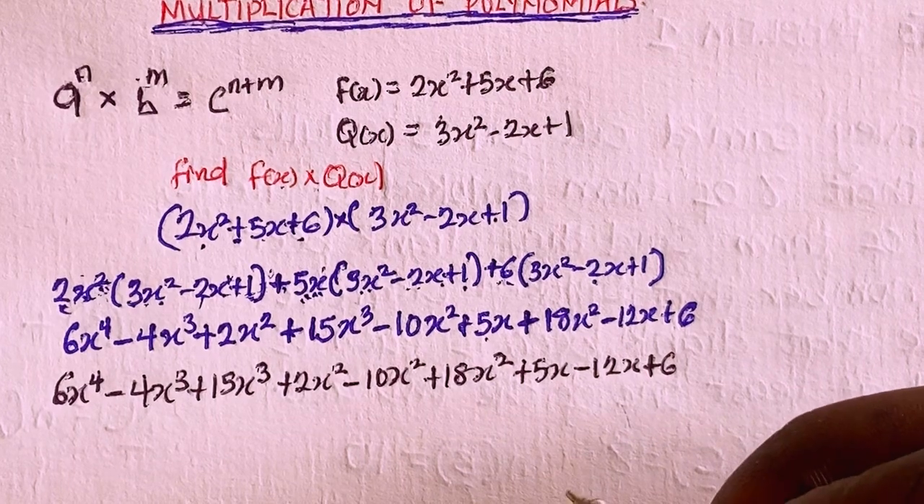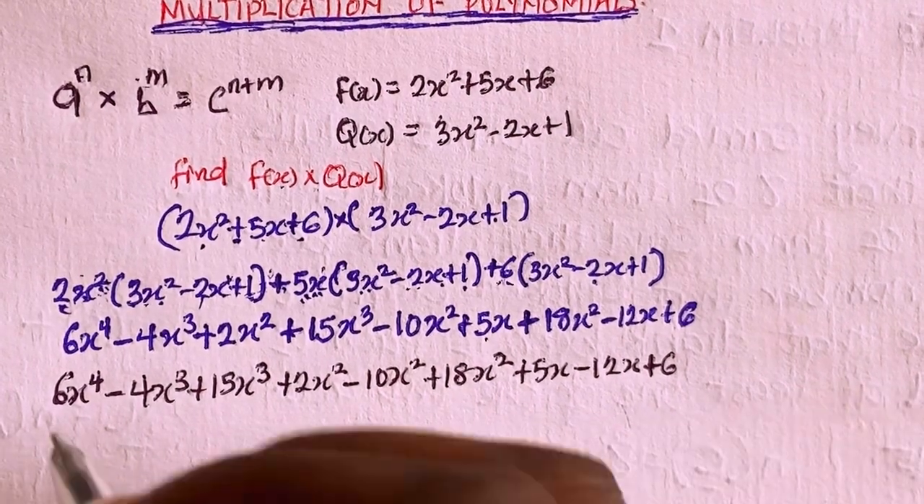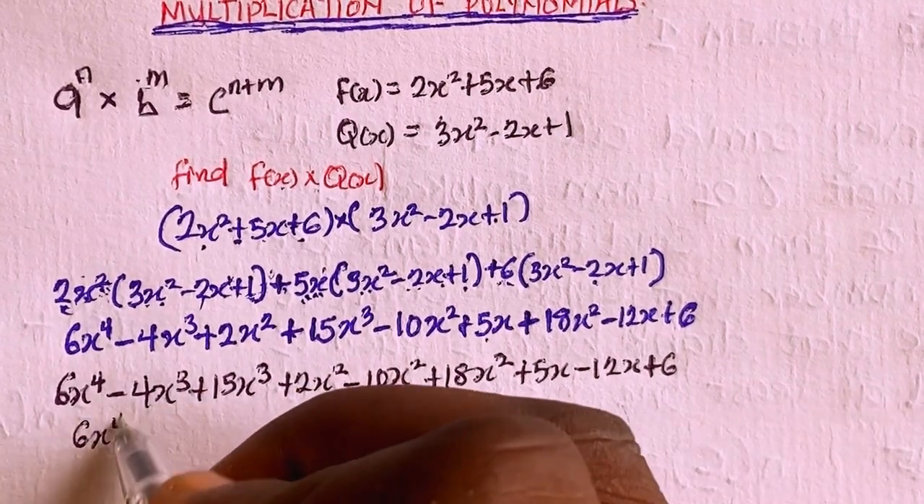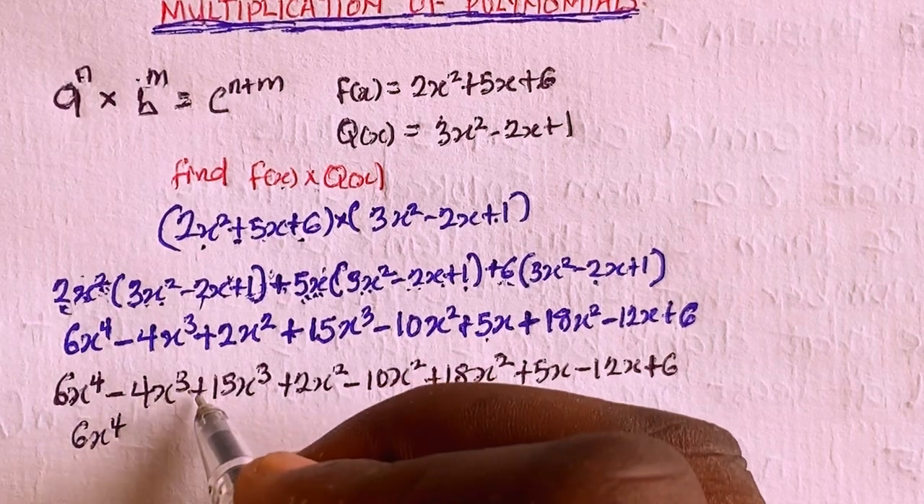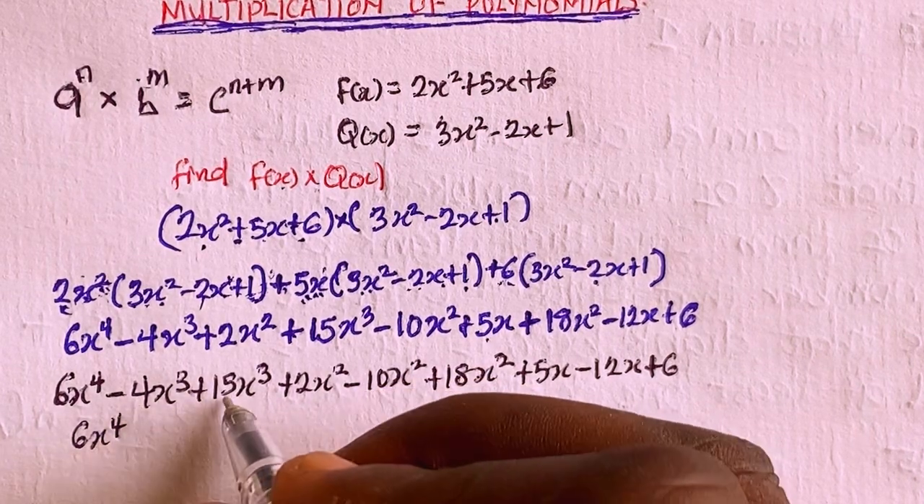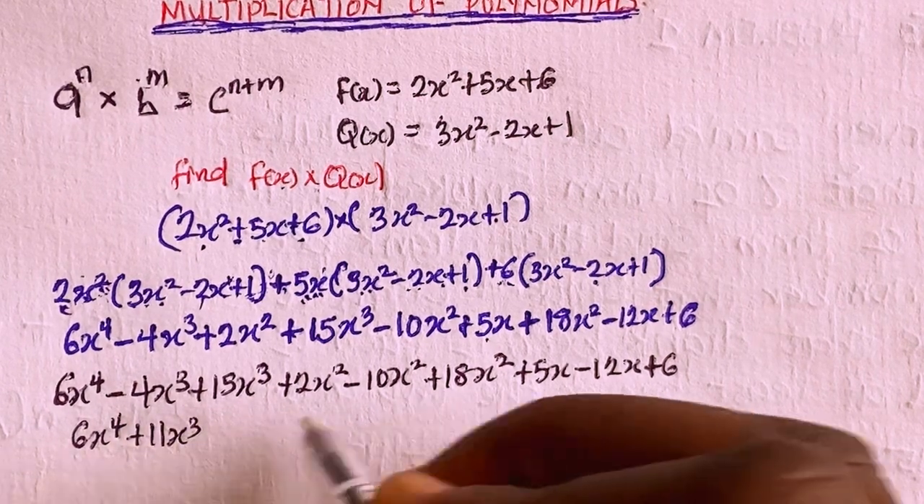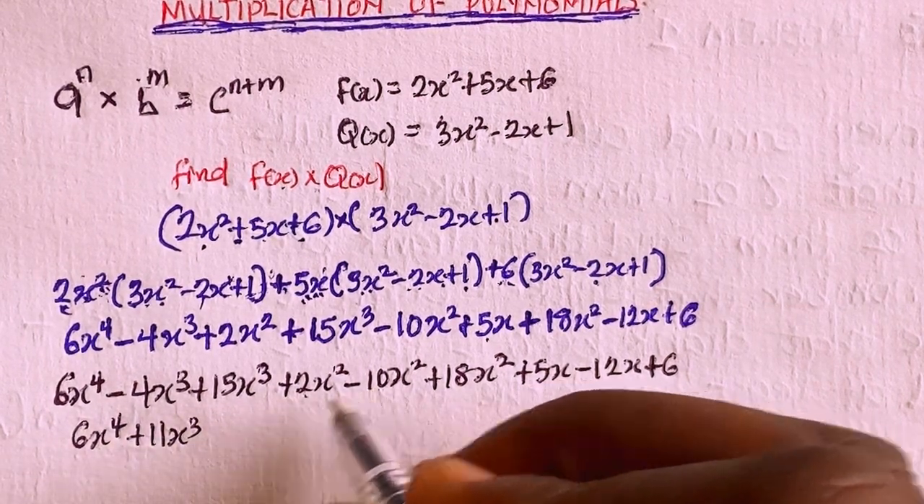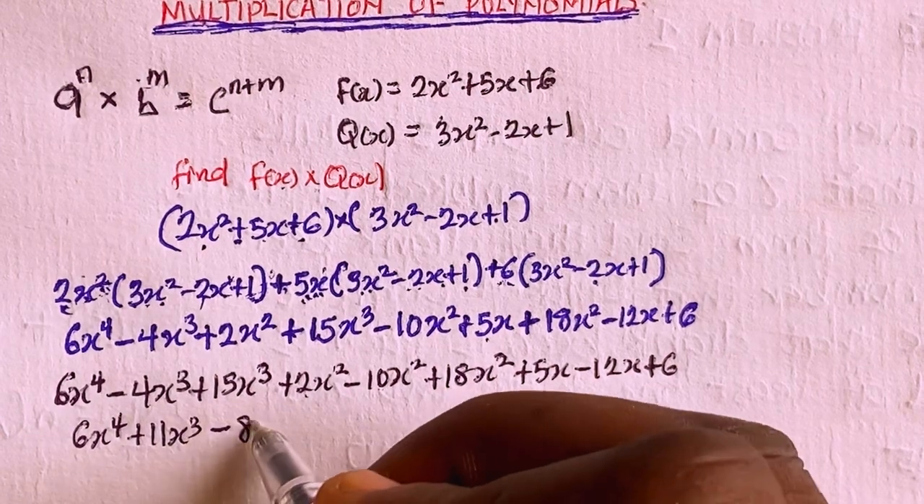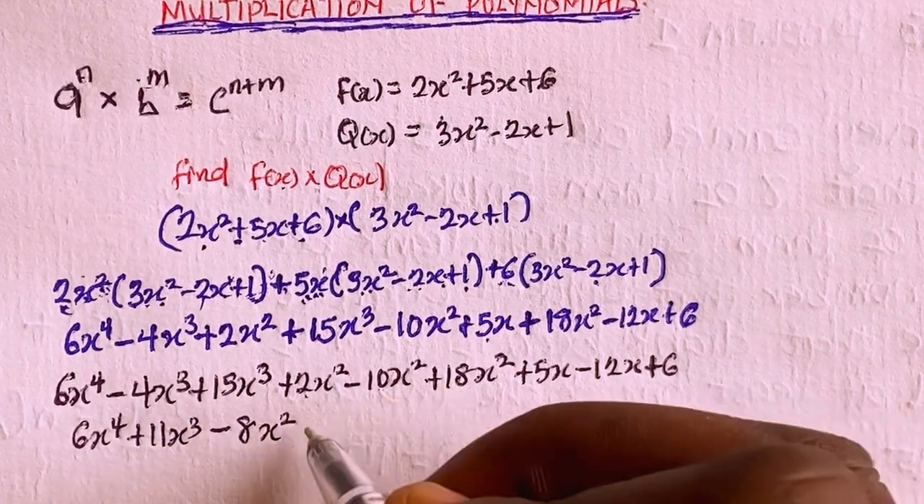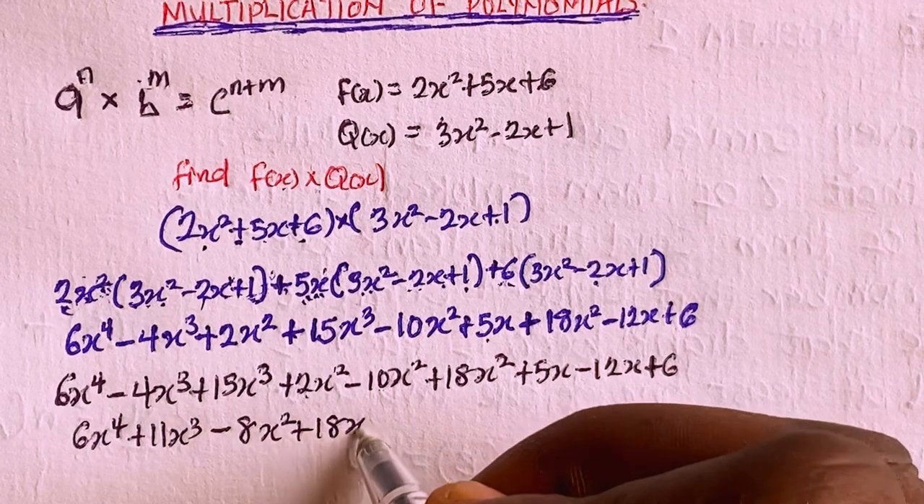simplify this further. Simplifying this further, we're going to have 6x raised to the power of 4. Then here minus 4x plus 15, that's minus 4 plus 15, that should give us plus 11x to the power of 3. Then after that, plus 2 minus 10, that should give us minus 8x squared. Here we are going to have plus 18x squared.